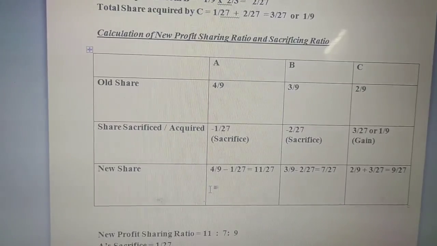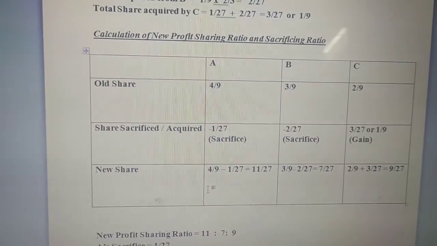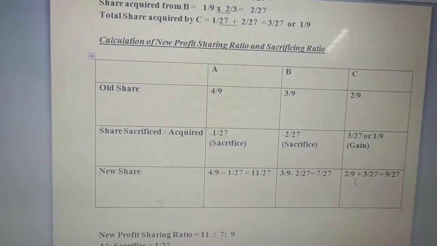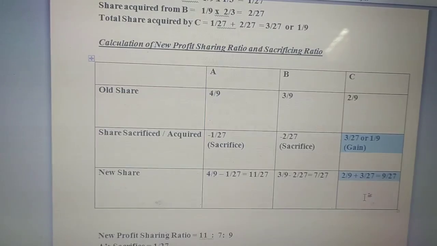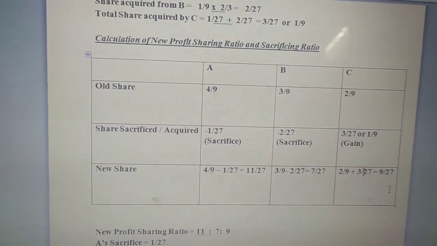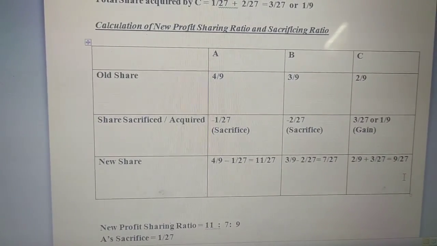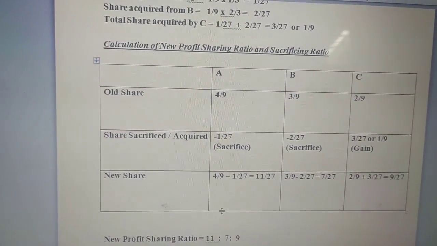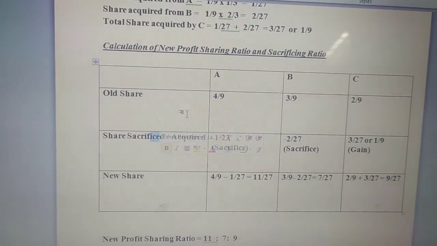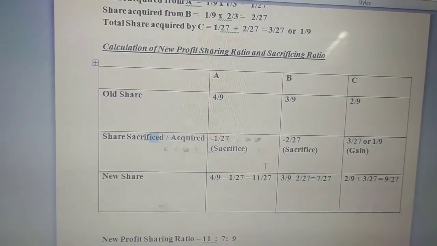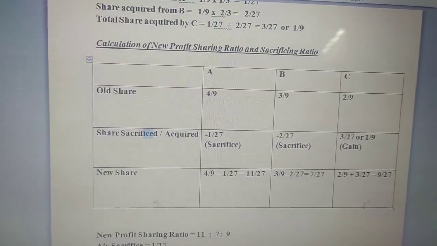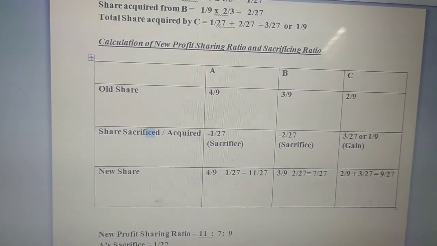C's new share will be, because he is a gaining partner, so add up the share. His old share was 2 by 9 and he has taken 3 by 27 from these two partners. So 2 by 9 plus 3 by 27 is equal to 9 by 27. So this is the formula of new share. If you want to calculate the new share, we need to subtract the sacrificing share, so the formula will be old share minus sacrificing share. And if a partner is gaining, we need to add that share: old share plus gaining share. This is the formula of new share.